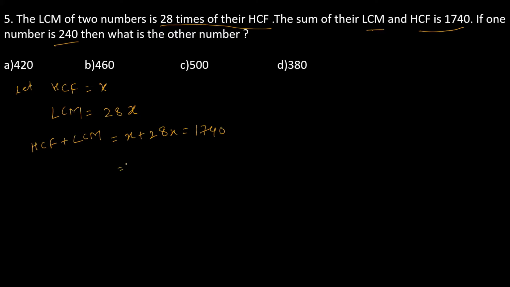1740, which means 29x is equal to 1740. Then what is x here? x is equal to 1740 by 29.